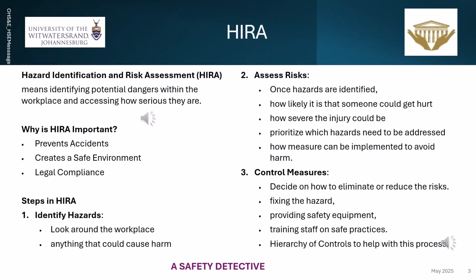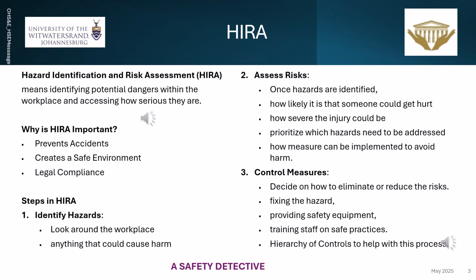Let's break down hazard identification and risk assessment, or HIRA, in a way that is easy to understand. What is HIRA? HIRA stands for Hazard Identification and Risk Assessment. It's a process used to keep workplaces safe by identifying potential dangers and figuring out how serious they are.